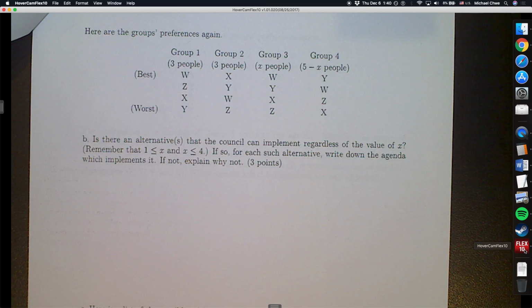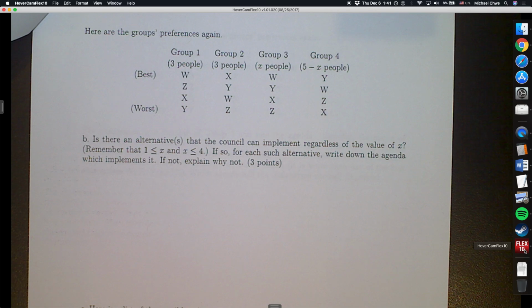That'll help us. How about W and Y? 3 people vote for W here, 3 plus X for Y here, and 5 minus X here. So this is going to depend. This is 3 plus X, this is 8 minus X, so we don't know between W and Y. Okay, W versus Z. Oh, no, hold on. Everyone likes W better than Z, right? Everyone. So this is like 11. So W always beats Z.